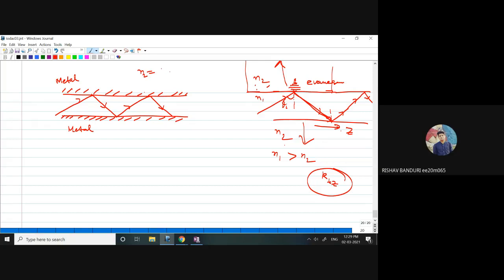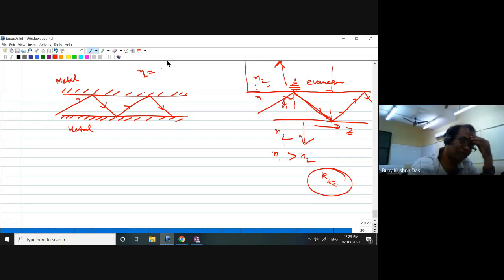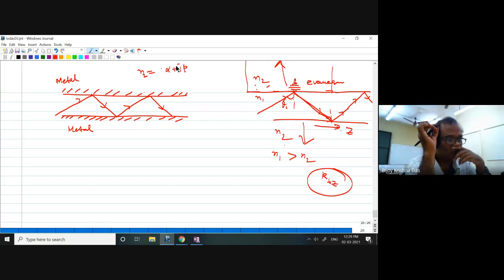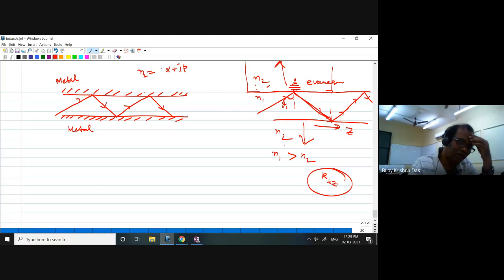Yes sir, sigma not equal to 0. That is actually, you can get some kind of alpha plus j beta. So you mean to say that a real part is there, but still you have an imaginary part? That means you will have a kind of damping oscillation, right? So you will be getting something like this.